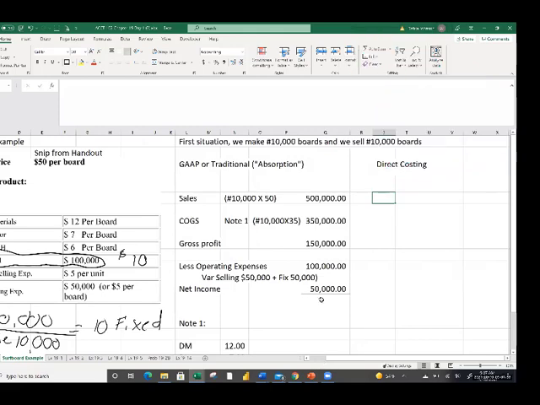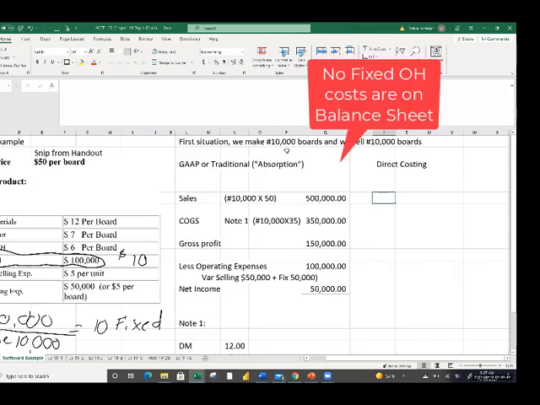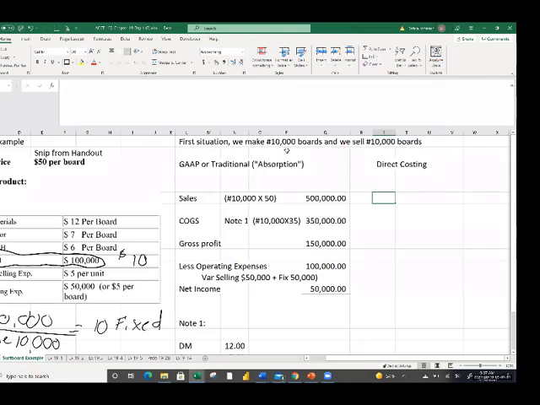How could I tell you that confidently? Because all 10,000 boards were sold. There is no inventory on hand. None of those boards are on the balance sheet right now because they were all sold. So they're going to be 100% expensed in cost of goods sold. We saw that. And under direct costing, they will always be 100% expensed.